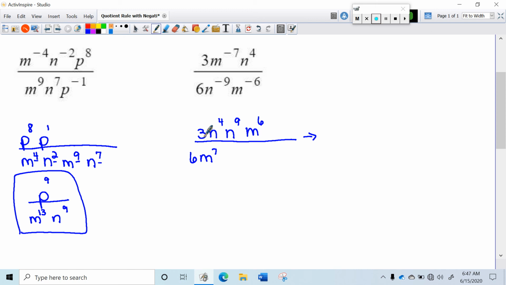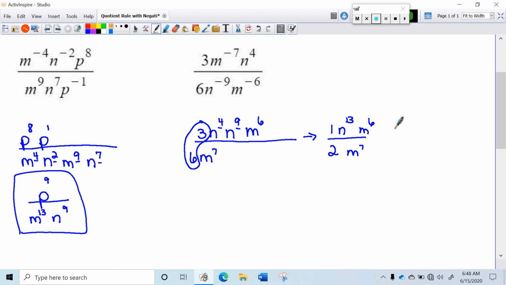So, in the numerical part of it, 3/6 simplifies to be 1/2 because you can divide both of those by 3. In the numerator, for my n's, I have 4 here, 9 here. That's a total of 13. For my m's, I have 6. And 7 m's on the bottom.